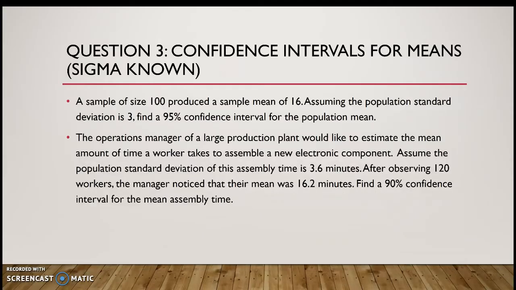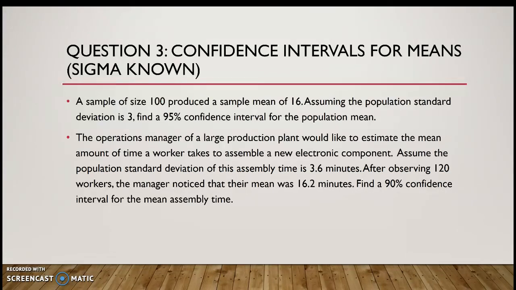We know the true value. The true value is the population standard deviation of this assembly line is 3.6. So we know for this problem that the true standard deviation is 3.6. Okay, so what we did, we observed 120 people, and the manager noticed that their sample mean that they obtained was 16.2.